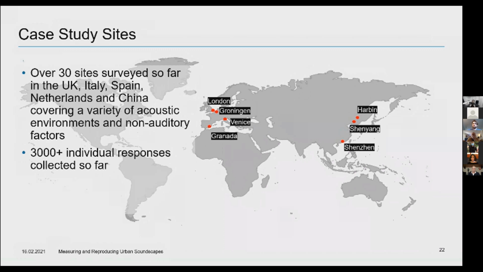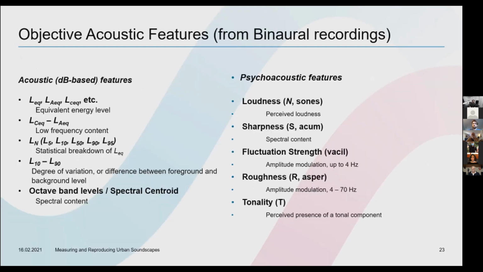And so once we've collected all this data, there's quite a few different ways that we can treat this data, analyze it, and use it for our research, and use it for that sort of reproduction that I mentioned earlier. So the first thing we can do is extract a whole load of objective acoustic features, which gets me particularly excited. From those 30-second recordings with the binaural headset, we can obviously extract any LEQ dB-based features. But we can also, in our case, using the Artemis software from Head Acoustics, extract a load of psychoacoustic features.